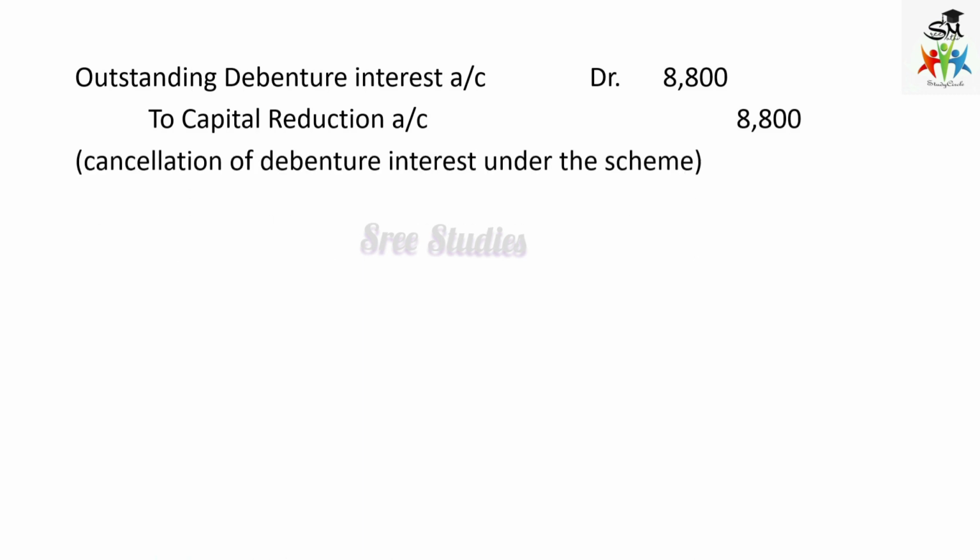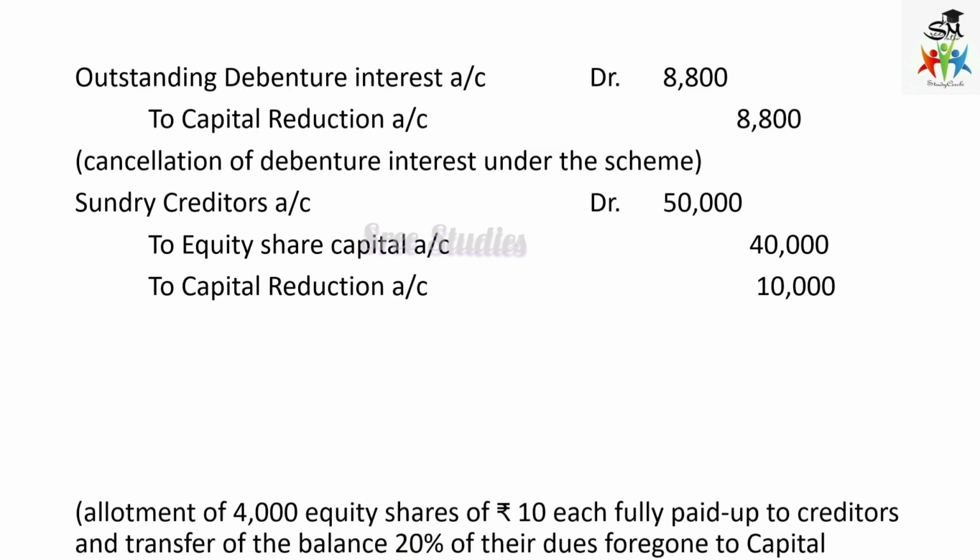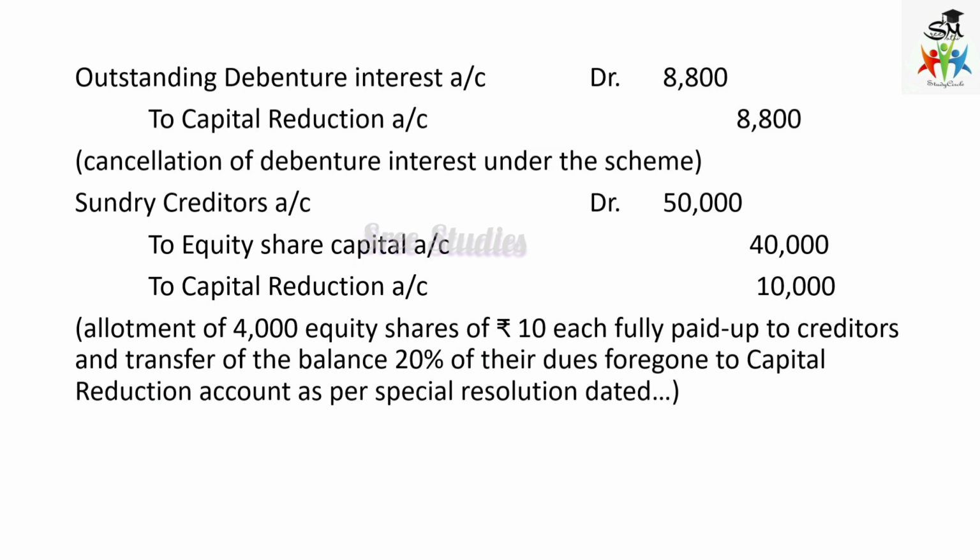So outstanding debenture interest. They are just giving it up to the company, so it goes to capital reduction. It is the cancellation of debenture interest under the scheme. Sundry creditors are also forgoing 20% of their dues. So the balance goes to equity share capital and to capital reduction. The value is 4,000 equity shares of 10 each they are receiving. And when you prepare the capital reduction ledger account, you come to know this.